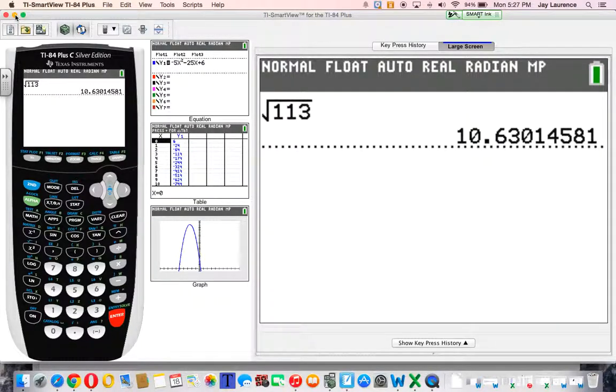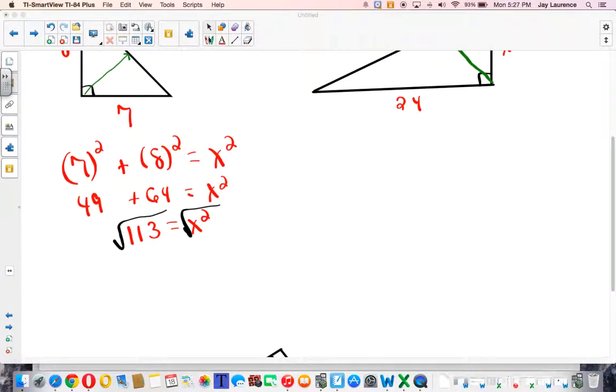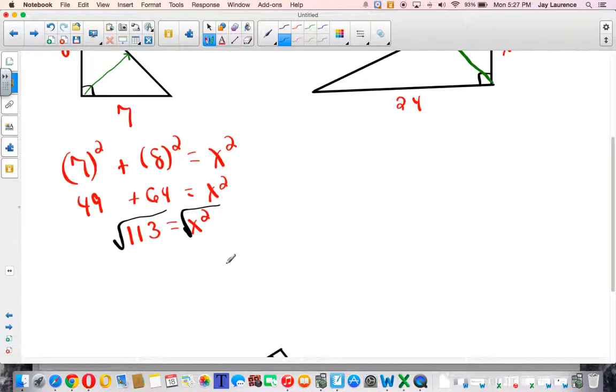So, come on, get it. What's wrong? Where are you? Oh, it's coloring. I don't want to color. All right, so x will be approximately 10.63. I didn't give any labels, so you could just say units long. All right.